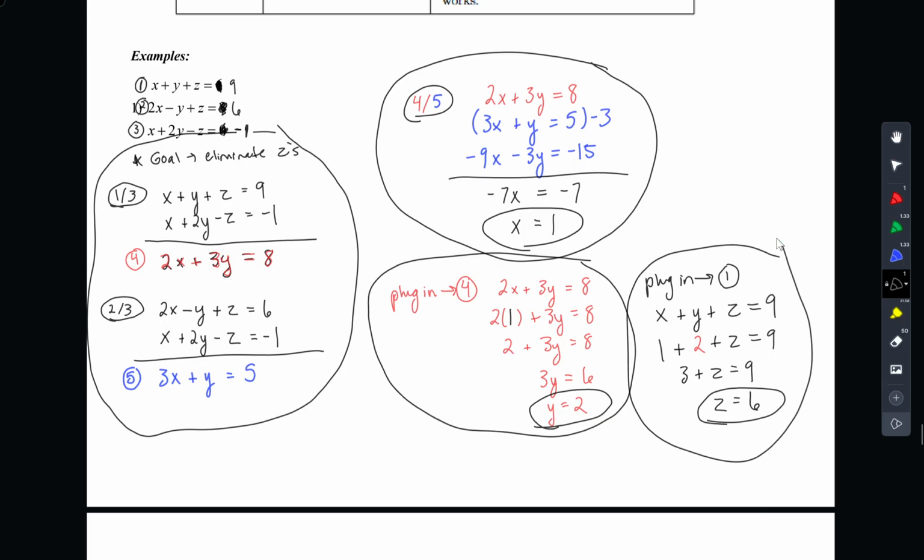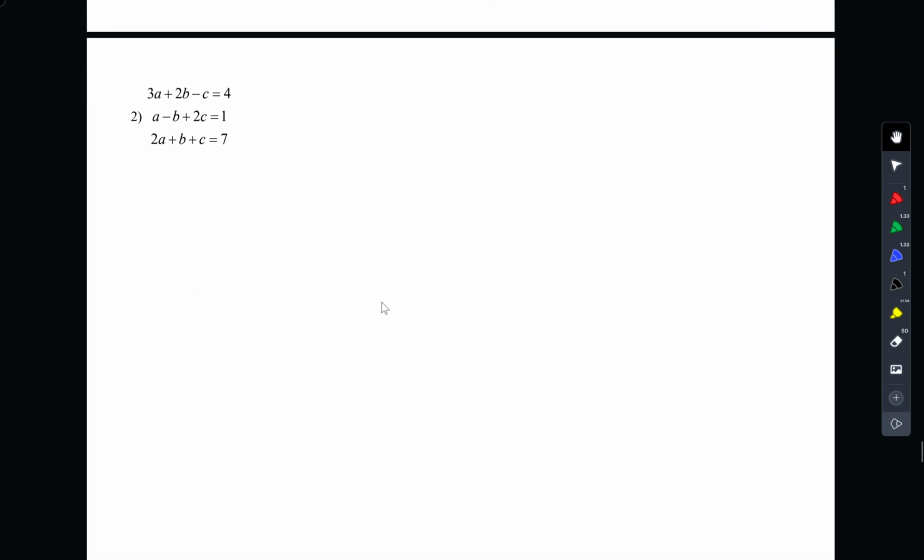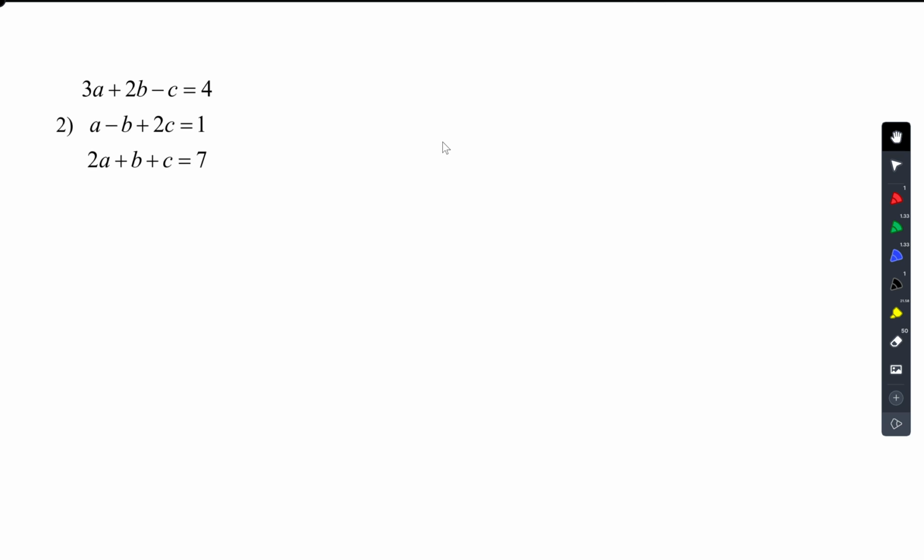So for this next one, I'm going to try to eliminate some things. I'm going to do something different just because we can. I could do c's or I could do b's. I would shy away from a's because these have more numbers with them than the other variables. So I'm going to do b's, just to do something different from the last variable. My goal here is to eliminate b's. So I'm going to pair the ones that make the most sense.